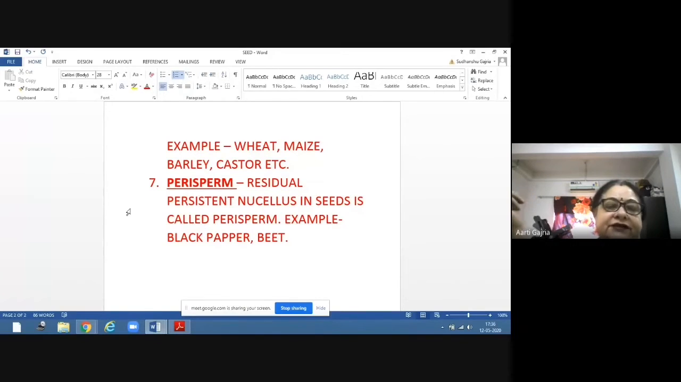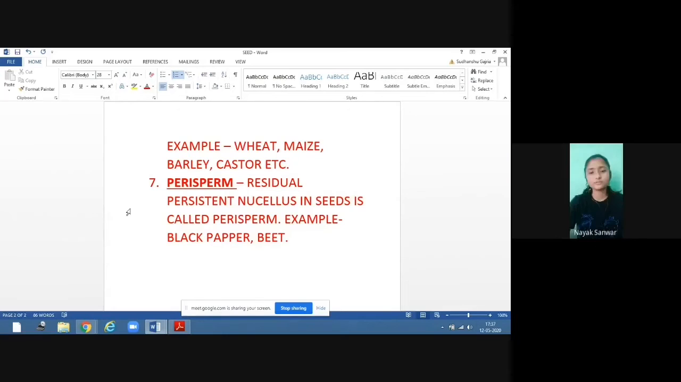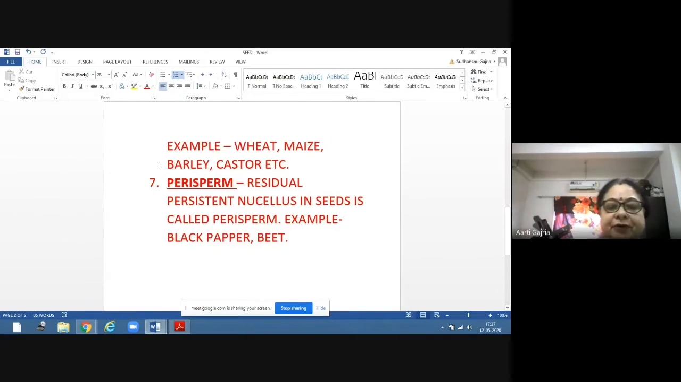So this is another term, and there are certain seeds which still persist in mature seed. They still persist the residual nucellus. Some of the nucellus, leftover nucellus, is present in the seed, and that is called perisperm. Examples: black pepper, beet. These are the examples of seeds which have perisperm.